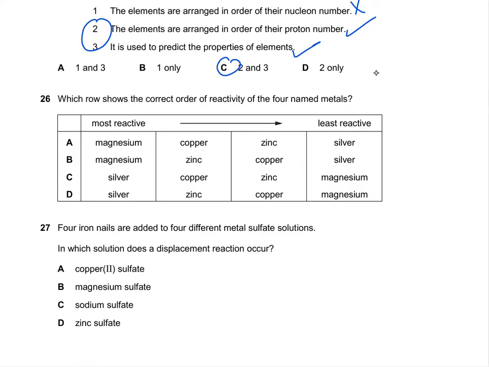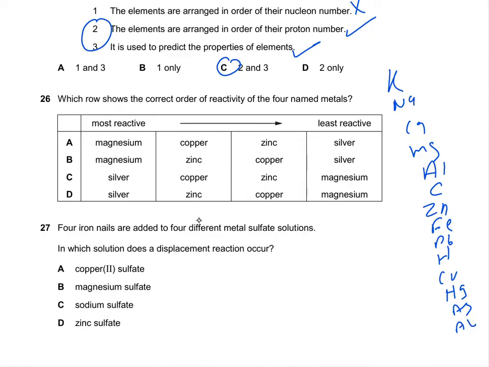Which row shows the correct order of reactivity of the four named metals? We can know the order of reactivity using the reactivity series. So, which is the most reactive, magnesium or silver? Silver is here and magnesium is here. So, of course, the more reactive is magnesium. So, it's not C or D. After magnesium, what comes, copper or zinc? Which is more reactive, copper or zinc? We can see that zinc is here and copper is below zinc. So zinc is more reactive. So the answer is B.